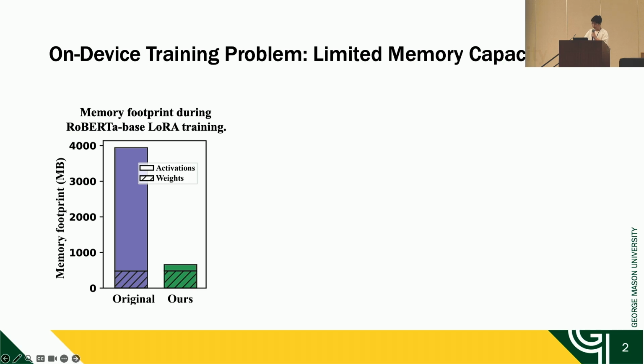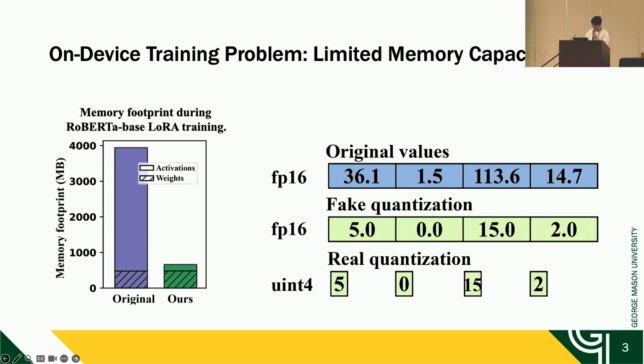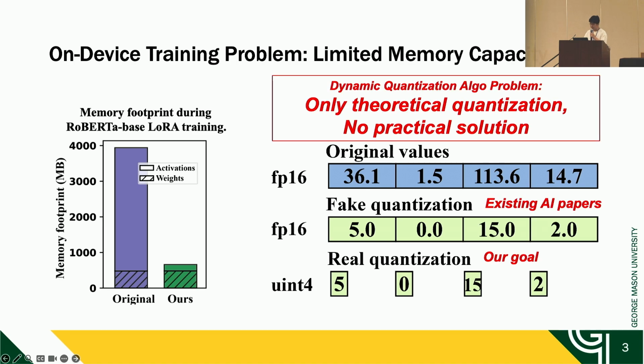For on-device training, one of the biggest challenges, especially on edge and mobile platforms, is the limited memory capacity. We can see from the figure that the largest portion of memory consumption during training comes from the activations. Dynamic quantization is a promising approach to compress activations, where each activation tensor is adaptively compressed based on its importance.